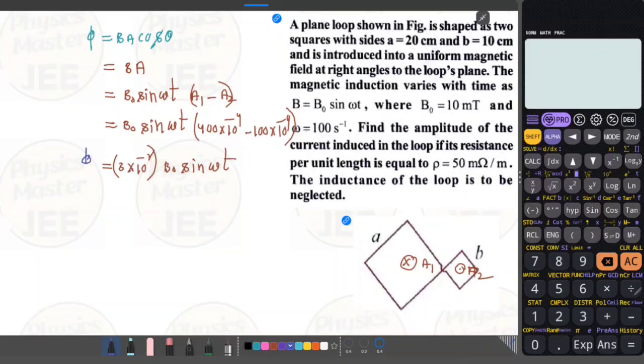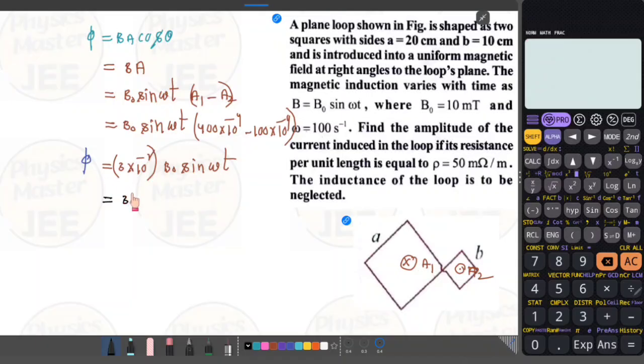This is the flux. Now we have to find the EMF. Therefore EMF can be written as, what is the EMF here? If I just differentiate with respect to time, d phi by dt will be equal to EMF.